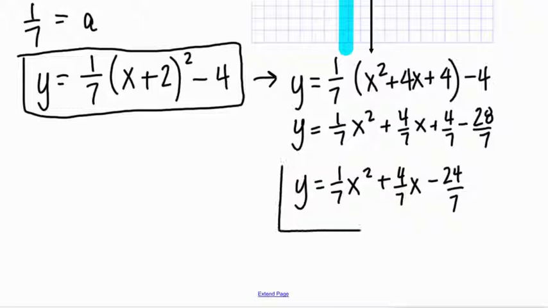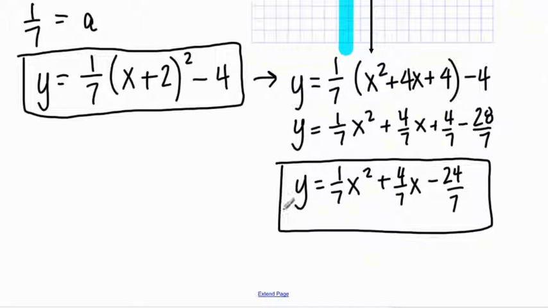So either one of these forms would be correct. This is y equals ax squared plus bx plus c form, and this is y equals a times the quantity x minus h quantity squared plus k. This right here gives us information regarding the vertex. This does not show us the vertex.